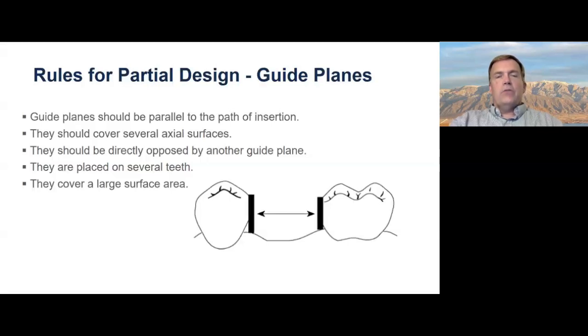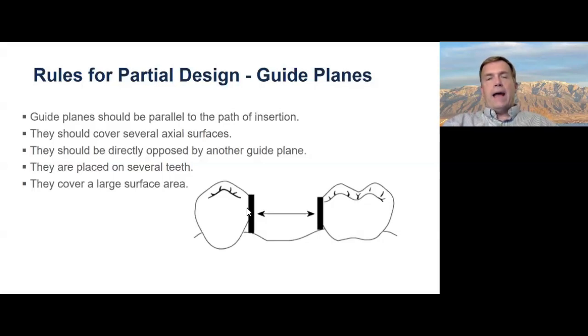Guide planes. So guide planes are surfaces of the partial that engage the teeth, kind of like a key and a slot on a precision attachment. And they tend to make partials more stable without adding more clasping. A lot of times, this is an area where we can use our minor connectors to have them do double duty. So when we survey the case, if we use our minor connectors as guide planes, the partial will be more stable without having to add a bunch of visible clasps.